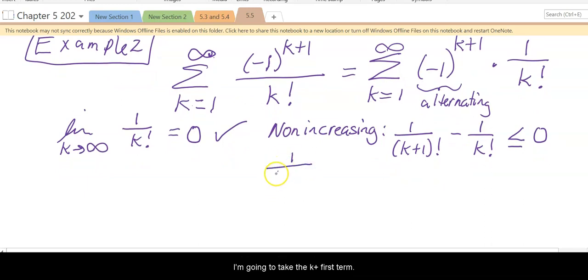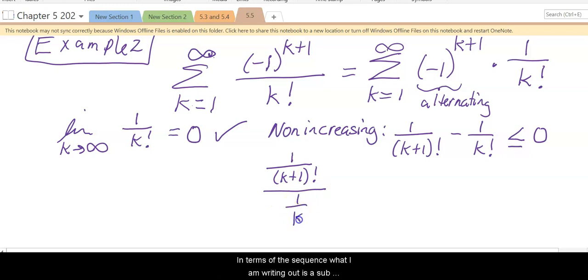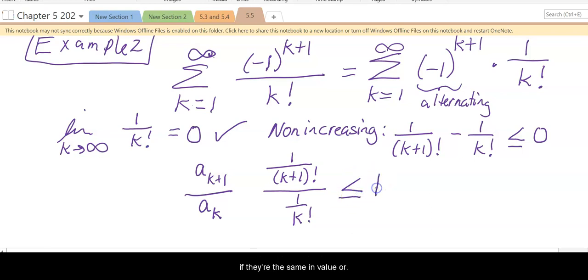I'm going to take the k plus first term and divide it by the kth term. In terms of the sequence, what I am writing out is a sub k plus 1 divided by a sub k. If it is not increasing, then this should either be equal to 1 if they're the same in value, or the next term should be smaller than the one in front, which means it's decreasing, so it's less than 1.